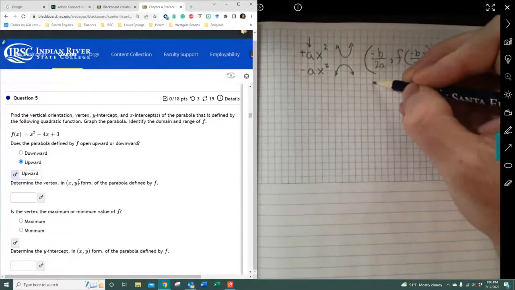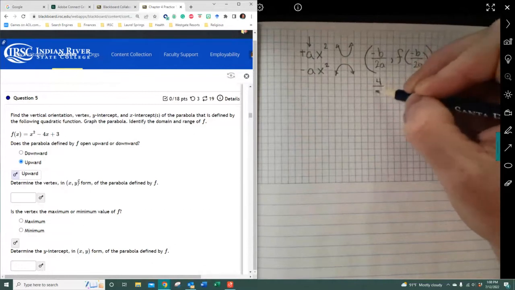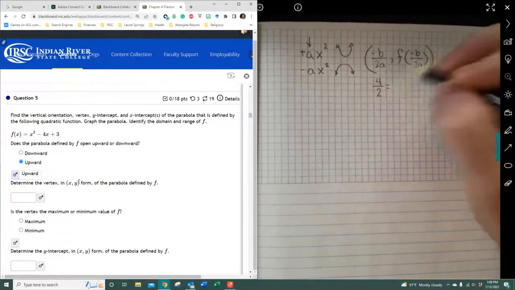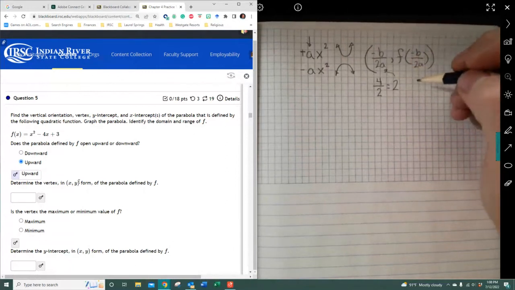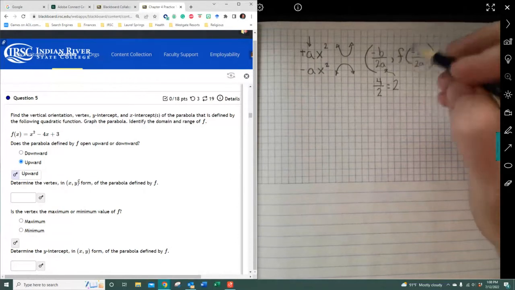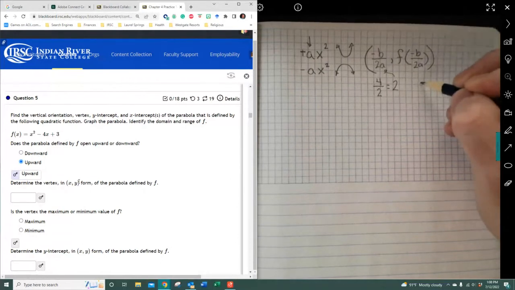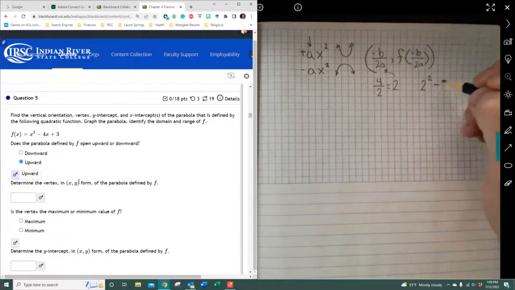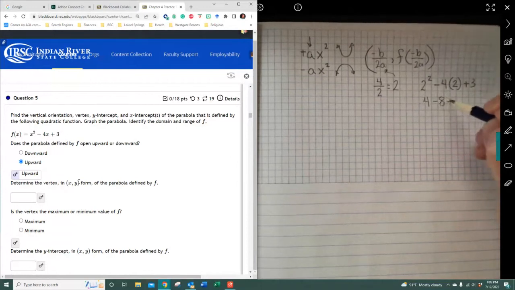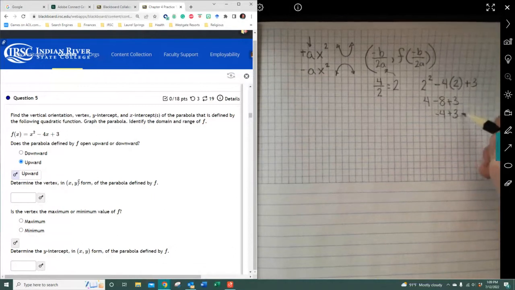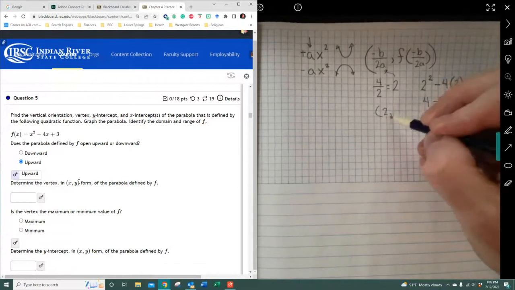So now we just take the opposite of -4, which is +4, divided by 2 times 1 is 2, and then we're going to get the value of 2. So now that would be the x value of our vertex. The y value, we insert it back into the equation, we get 2 squared is 4 times 2 here, and then plus 3. So this is going to be 4 minus 8 plus 3, and this is -4 plus 3, and that equals -1. So our coordinate point for our vertex is (2, -1).